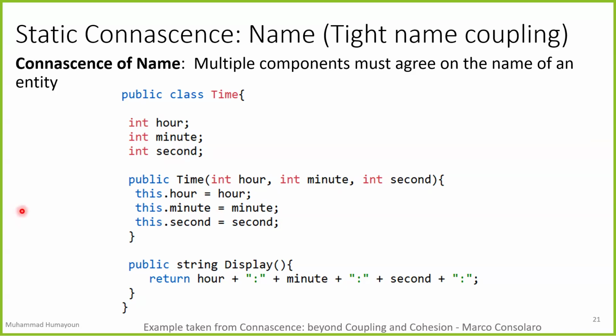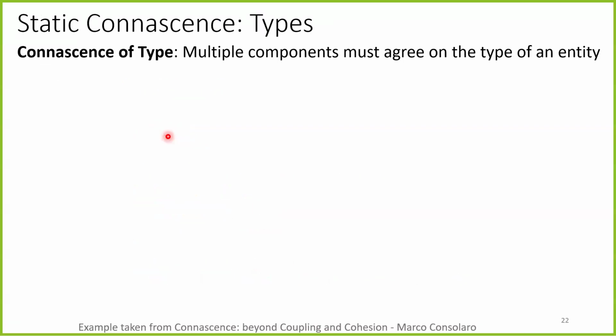So this is what connaissance of name looks like. We have to agree on the names of your attributes and your methods so that other classes that depend on the time class can use it the way you define it here. And if you try to change something here, now you have to go there and change it there as well.